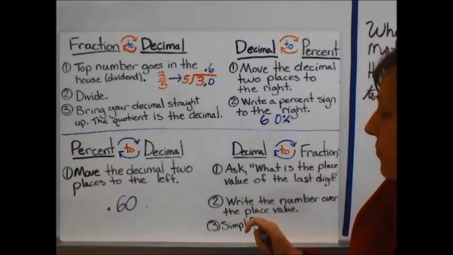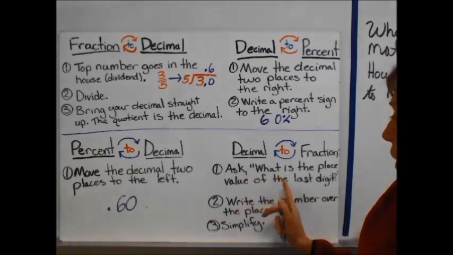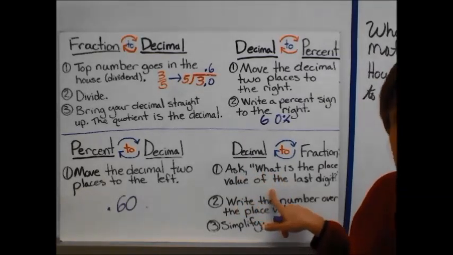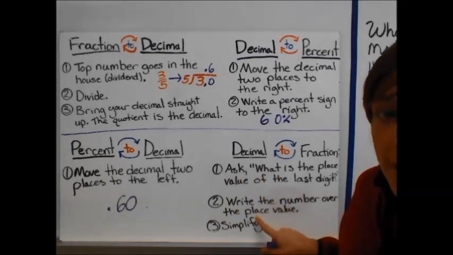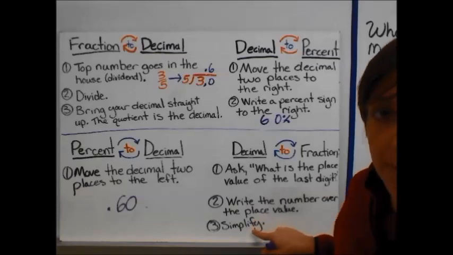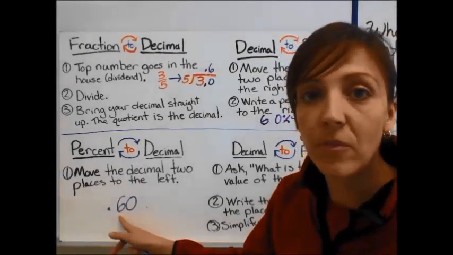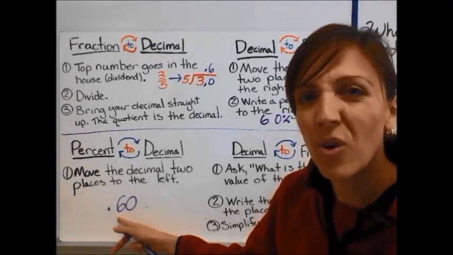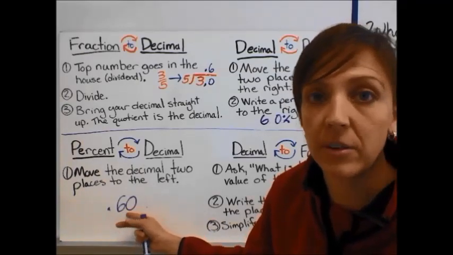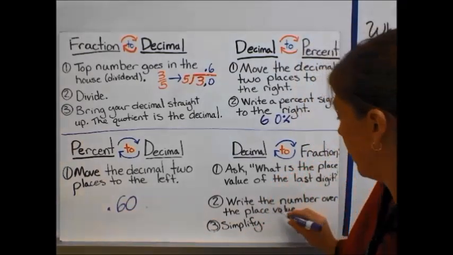Decimal to a fraction. Ask, what is the place value of the last digit? Write the number over the place value and simplify. So right here we have 6/10, or I could say 60/100 since I have the 0 here. It doesn't matter, either one.